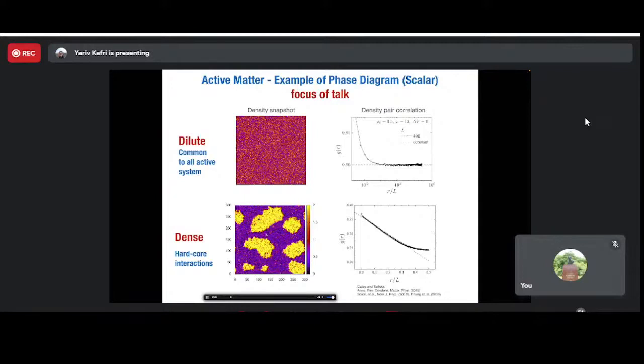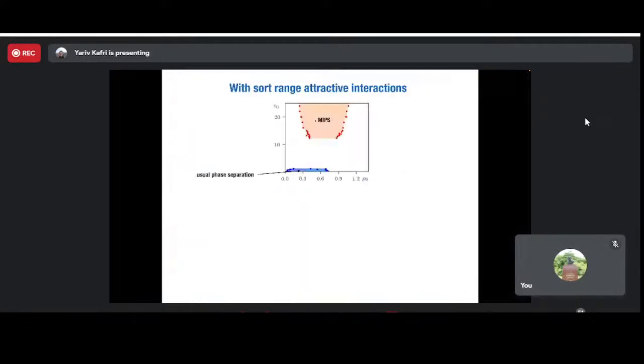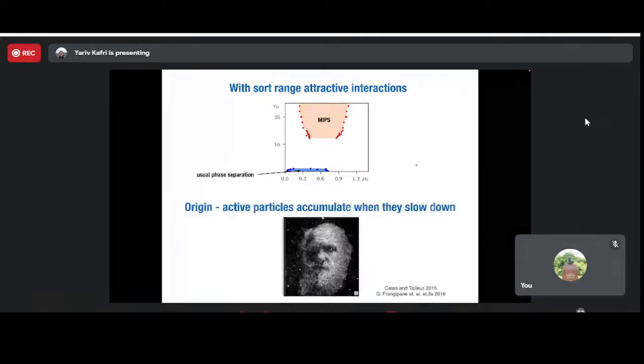But then as you crank up the activity more, you flow into what people call motility-induced phase separation. I'm showing this movie just to stress that it really is a distinct phase from usual phase separation. Its physics has been studied extensively in the last almost 15 years. And it's understood that the instability that leads to MIPS is the fact that active particles, even when they collide with each other, slow each other down.